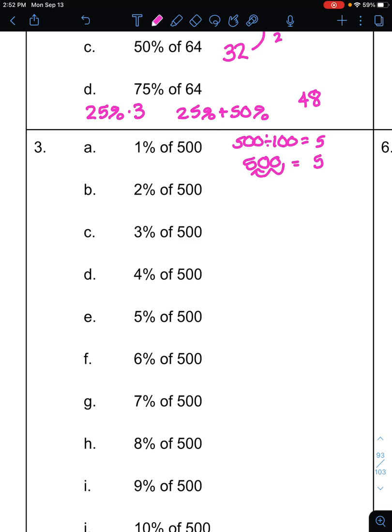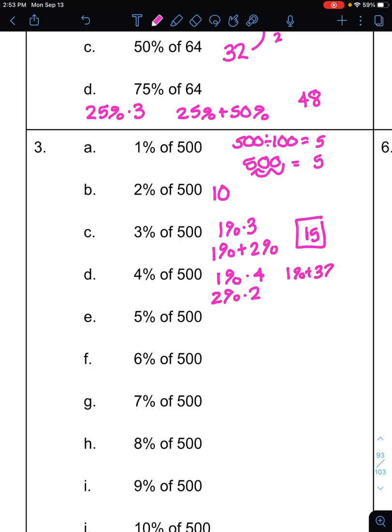If not, keep watching. Okay, going over the rest, for 2%, I just have to double it. That's 10. For 3%, I just have to triple it. So I could take 1% times 3, or I could do my answer for 1% plus my answer for 2%. Either way, I get 15. For 4%, I could take my answer for 1% times 4. I could take my answer for 2% times 2. I could take my answer for 1% plus my answer for 3%. Either way, I get 20.